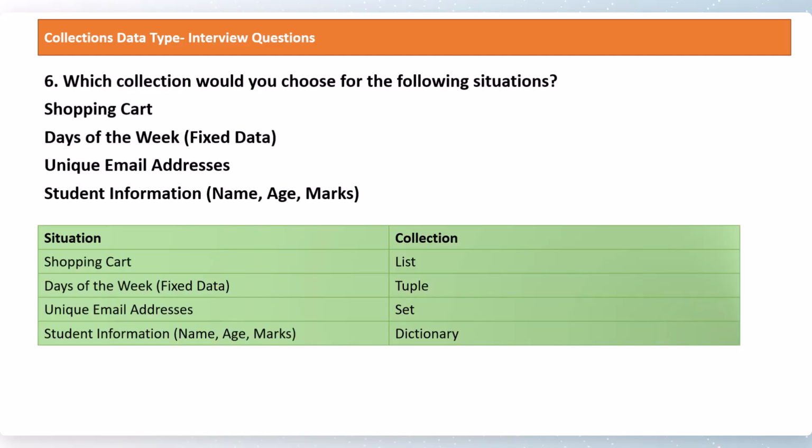Which collection would you choose for the following situations? In the shopping cart, you can use the list. If you want to store days of the week, it is fixed data, at the time you can use the tuple. If you want to store unique email addresses, at the time you can use the set. If you want to store student information like name, age, marks, etc., at the time you can use the dictionary.